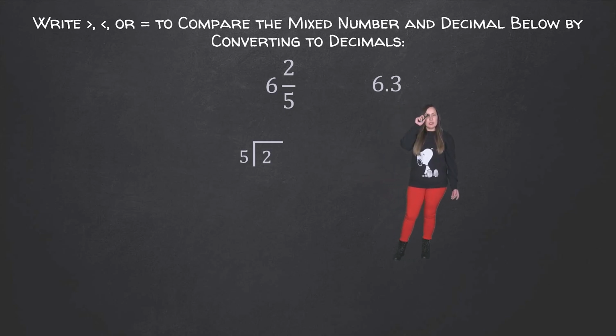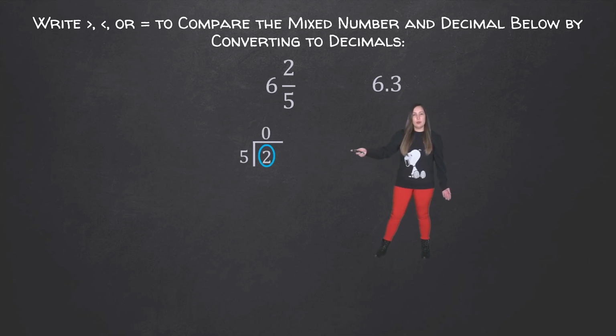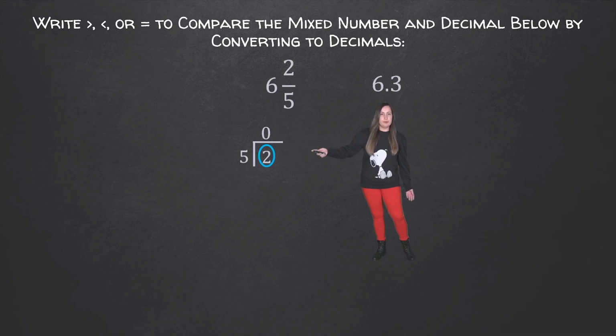And then we ask ourselves, how many times does 5 go into 2? Well, it doesn't, so we're going to put a 0 here. And then we're going to add a decimal point after the 2 and a 0. Make sure you bring up that decimal point. And then we're going to ask ourselves, how many times does 5 go into 20? When we ask ourselves this, we're going to ignore the decimal that's here.